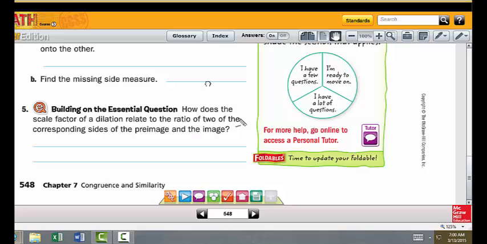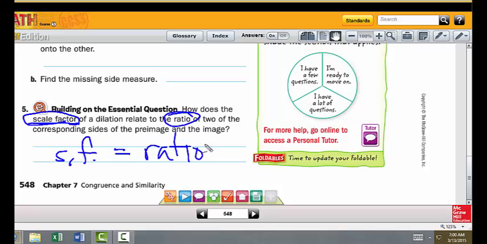And lastly, our essential question. How does the scale factor of a dilation relate to the ratio of the two corresponding sides of the pre-image and the image? Easy way to put this is that the scale factor of the dilation and the ratio are equal. Scale factor equals the ratio. So if you would go back to some of those problems earlier and take a look back at that, you will see that the ratio equals the scale factor.